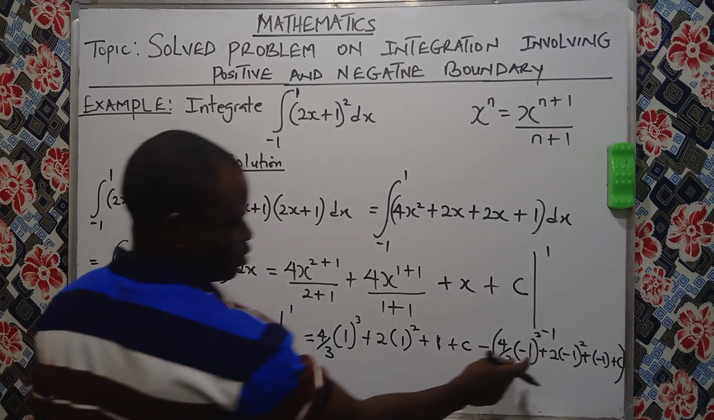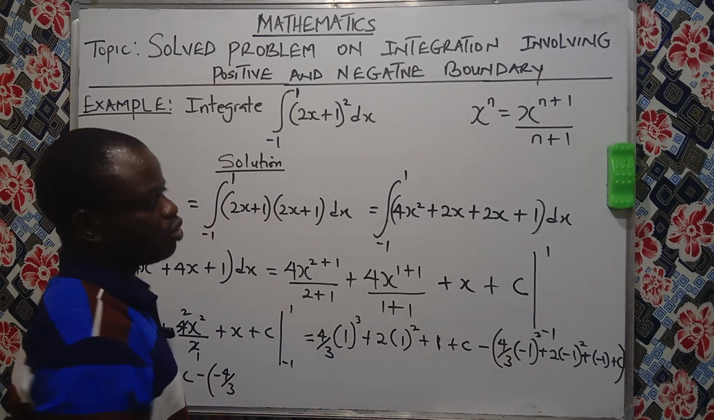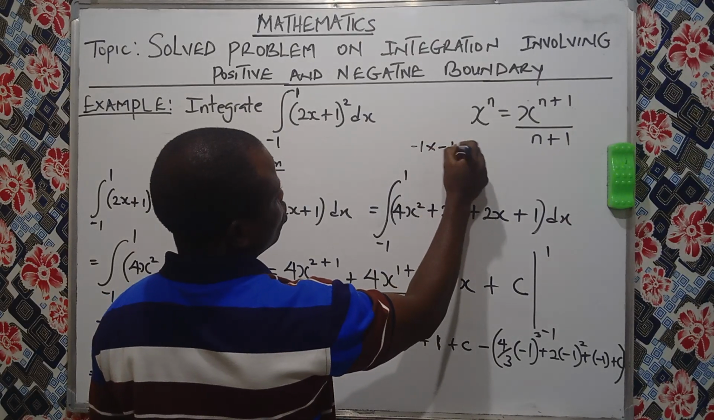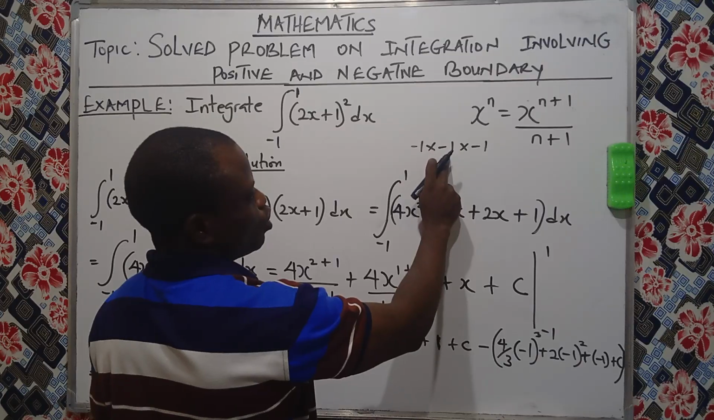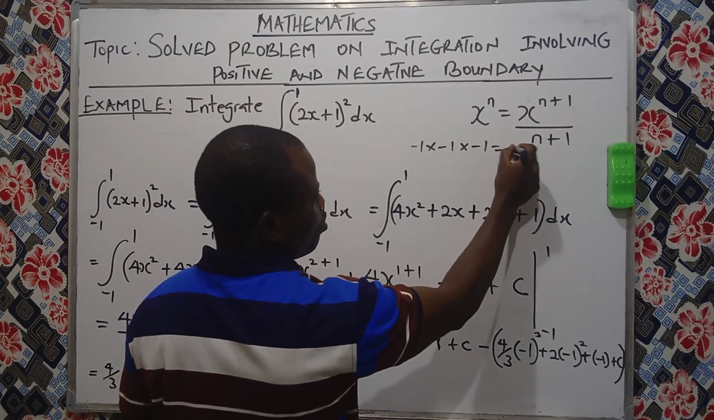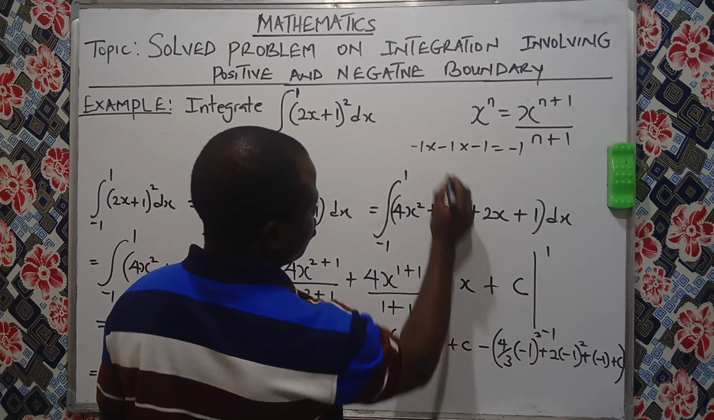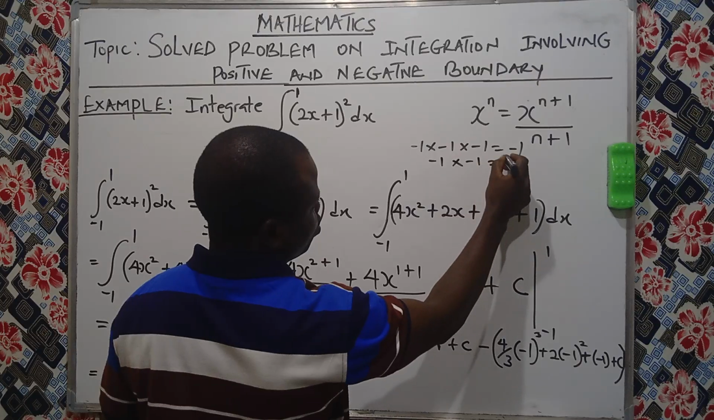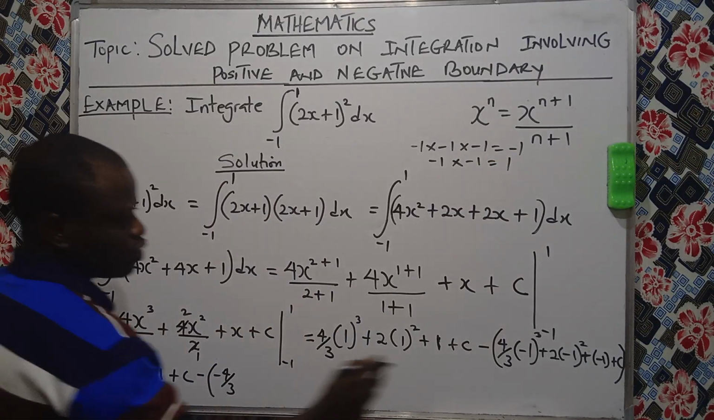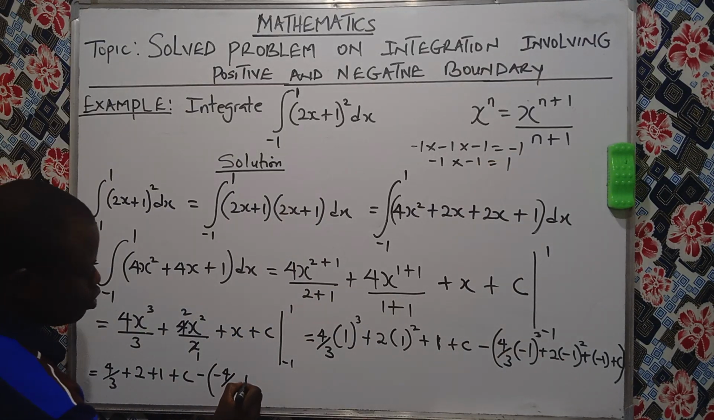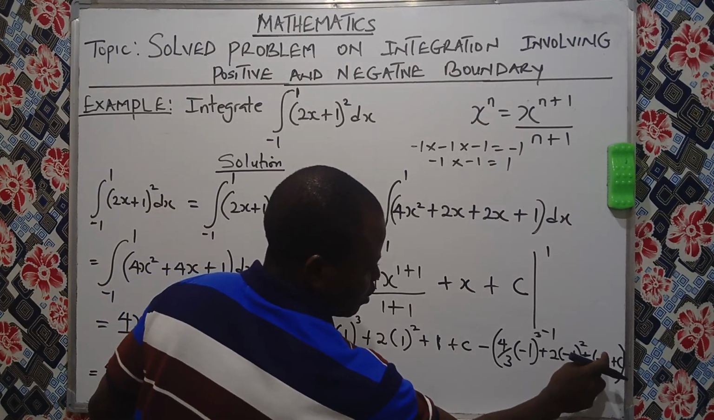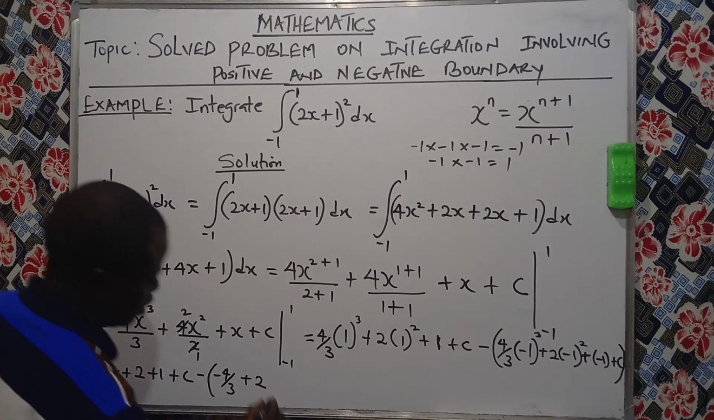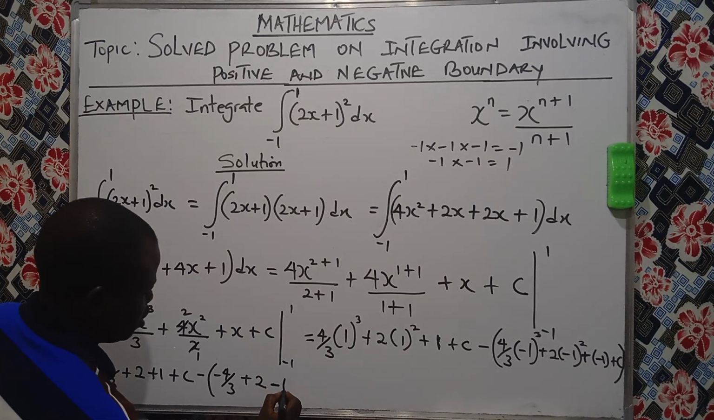The reason why minus 1 raised to power 3 is minus 1 is when you have minus 1 times minus 1 times minus 1. Minus 1 times minus 1 will give you 1. 1 times minus 1 will give you minus 1. But the second one, minus 1 times minus 1, will give you positive 1. Positive 1 times 2 will give you plus 2. And this, negative and positive, will give you negative 1 plus c.